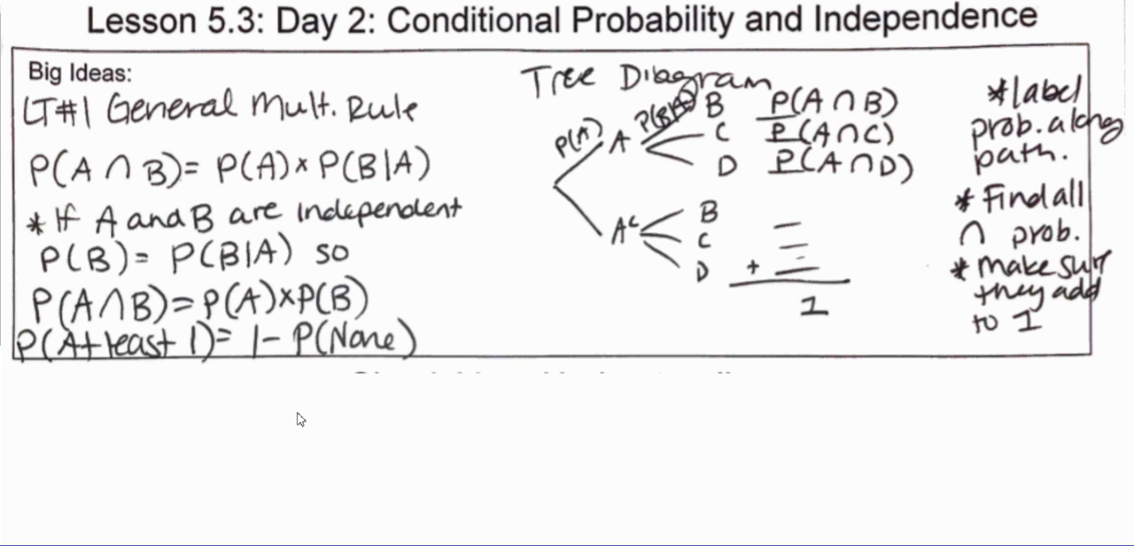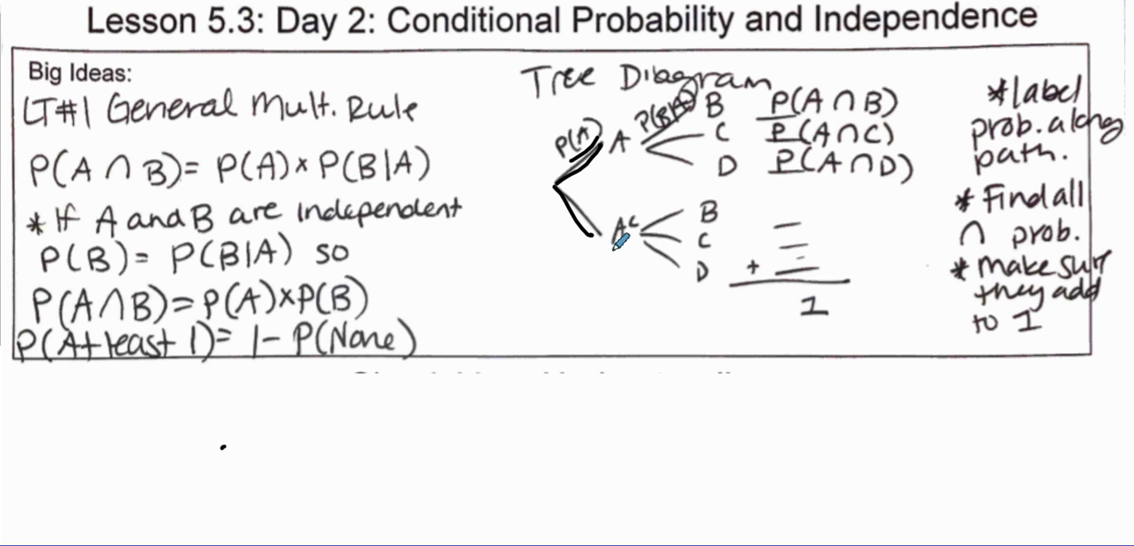All right, what we have here is we're going to talk about 5.3, day 2, conditional probability and independence. And specifically, we're talking about some notes on tree diagrams. Now, when we talk about tree diagrams, we have a tree diagram which takes a chance behavior where we have a probability of an event happening, and then we have the probability of an event not happening.